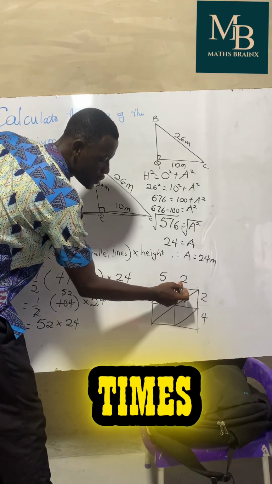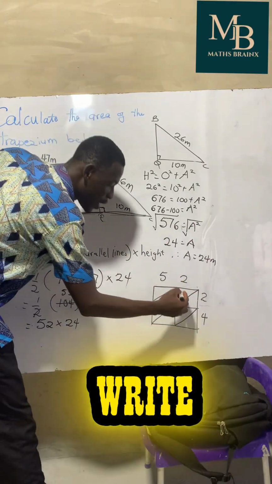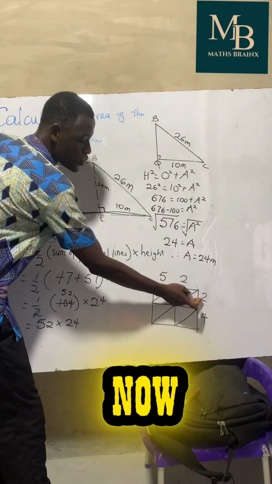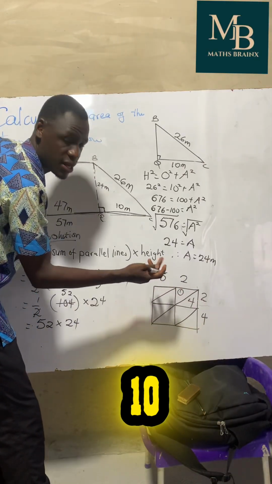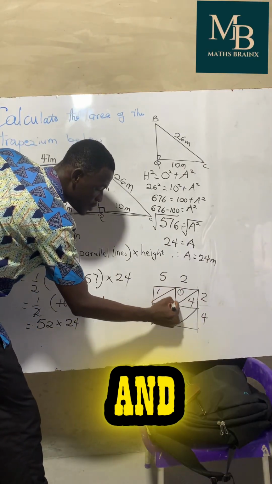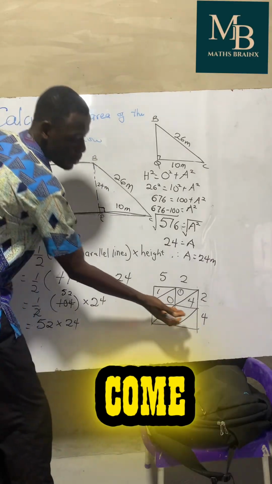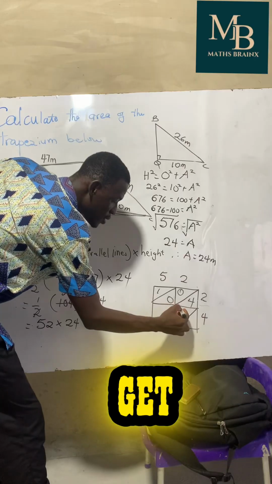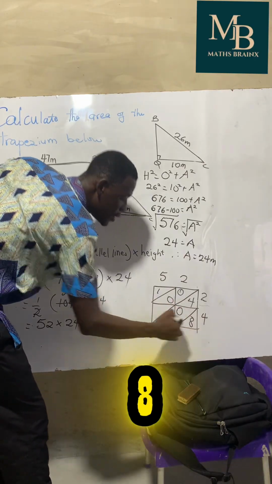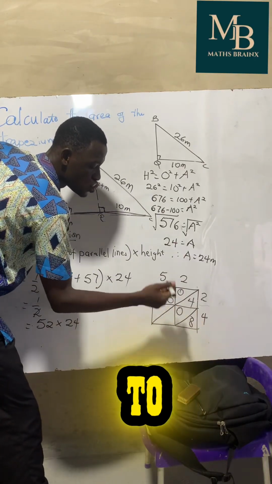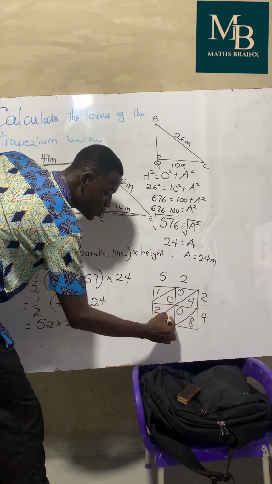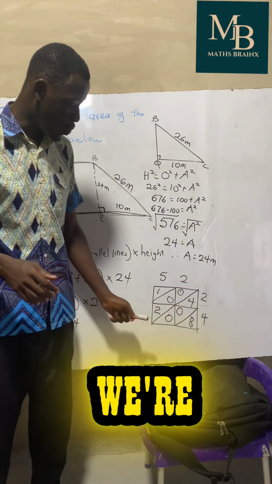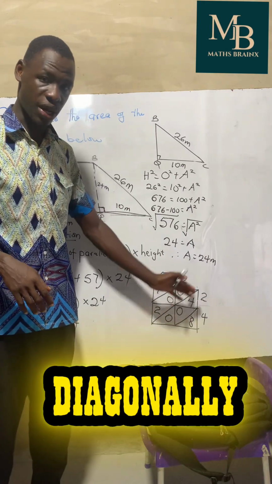Now, 2 times 2 is equal to 4. You write 0, 4. Now 2 times 5 is equal to 10. Write 1 and 0. Now come back to the 4. 4 times 2 is equal to 8, so you get 0, 8. Then 4 times 5 is equal to 20, so 2 and 0. Now we are going to add up diagonally.